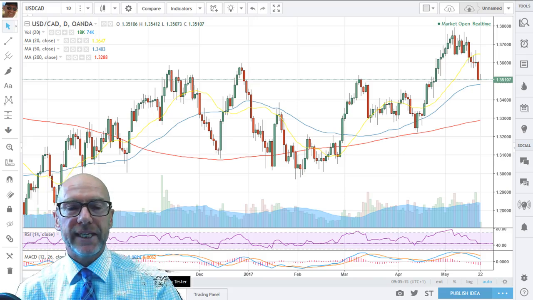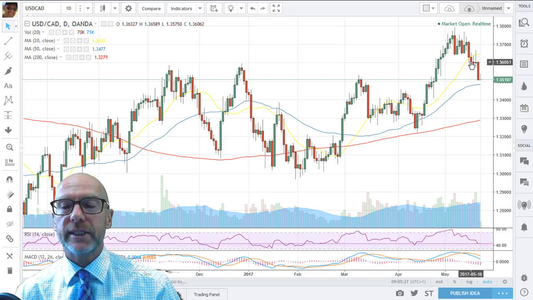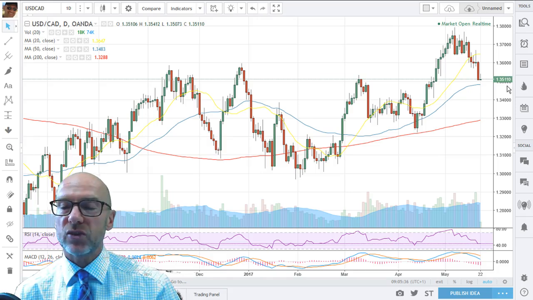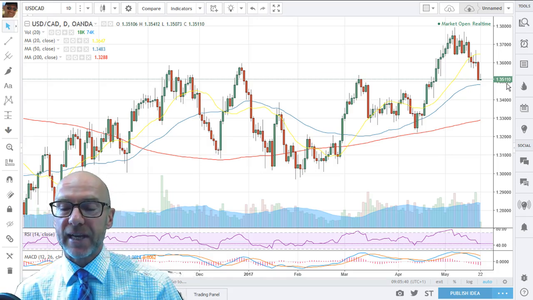So here we have the daily on the US dollar against the Canadian dollar. You can see that we've had a pull back over the last week. On this chart we've come right back through the 20-day. That gave a small amount of support, and now we're approaching the 50-day, which is at 138.83, and the Forex is at 135.10.